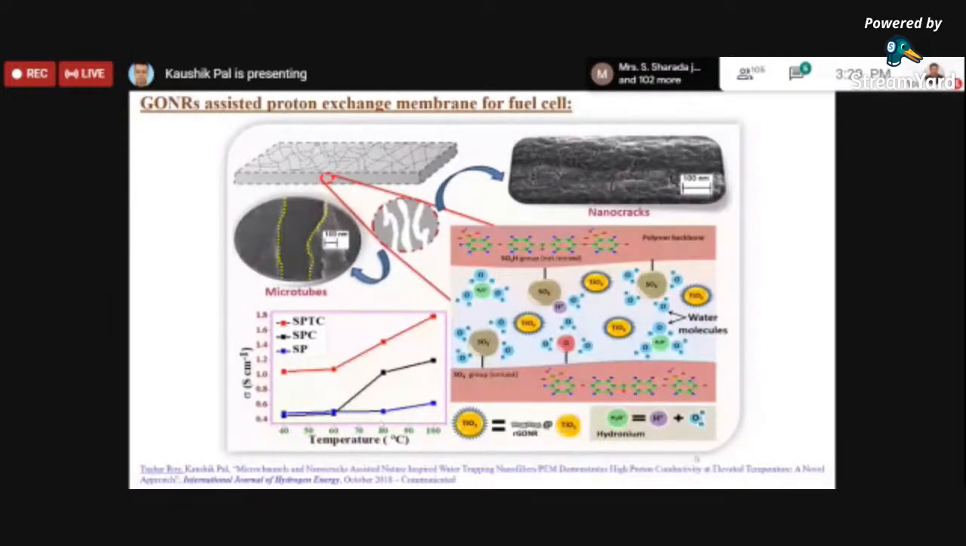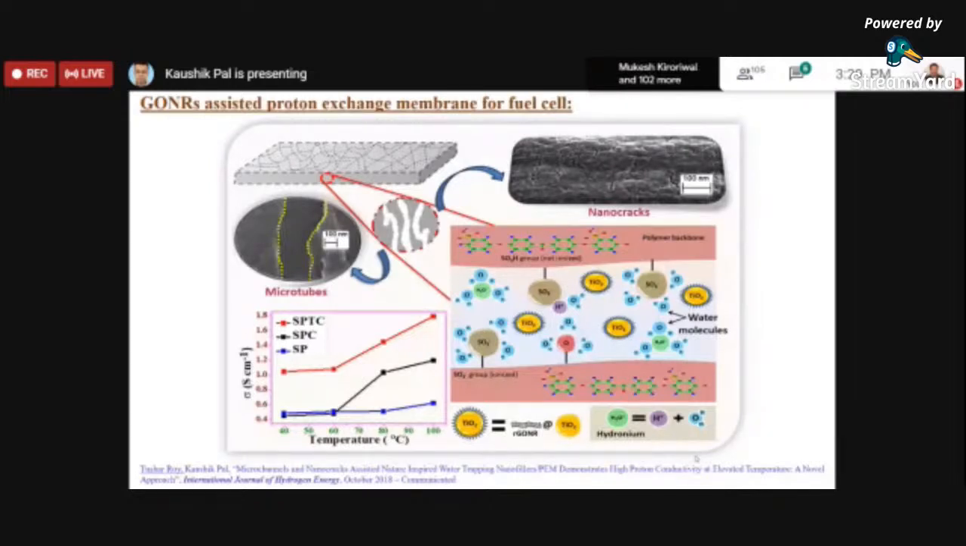Now, what we have done: we have used the graphene oxide nanoribbons assisted proton exchange membrane. So basically, what is happening? In this particular case, we have taken the PEEK, polyether ketone polymer, and used titanium dioxide, and we have used RGONR@TiO2. So basically, we have used reduced graphene oxide nanoribbons modified by titanium dioxide.